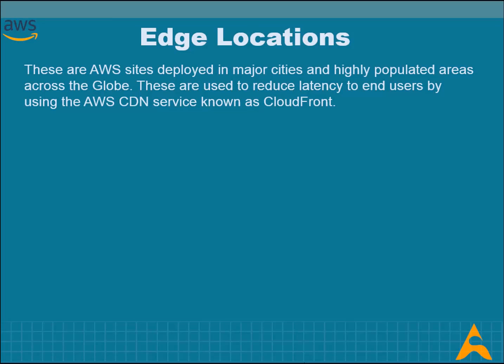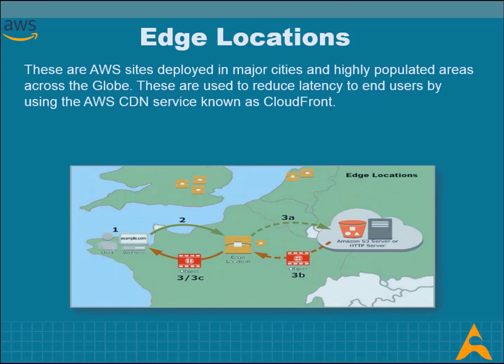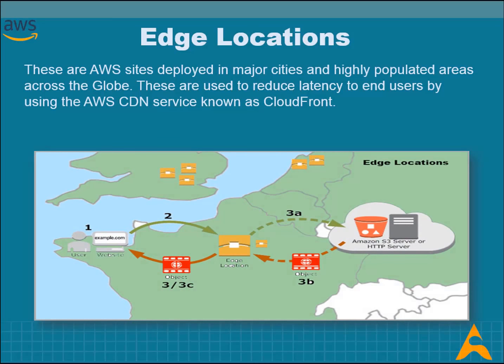Now what is an edge location? An edge location is where the end user accesses services which are located at AWS. They are located in most of the major cities around the world and are used to reduce latency to the end user by using the AWS CDN service known as CloudFront to distribute content to end users. Now this is basically to reduce latency. It is like a front end for the services we access which are located in the AWS cloud.